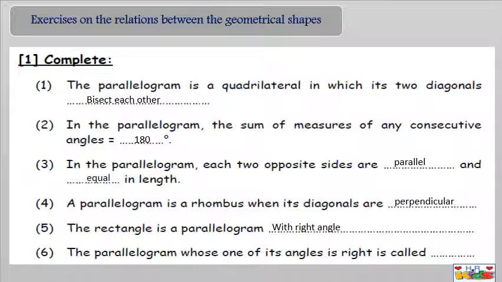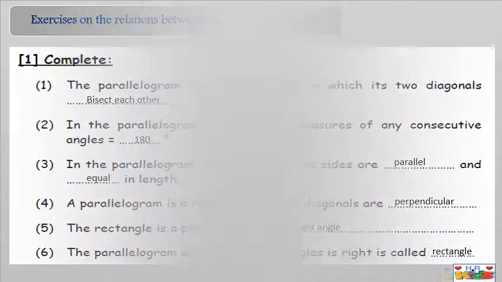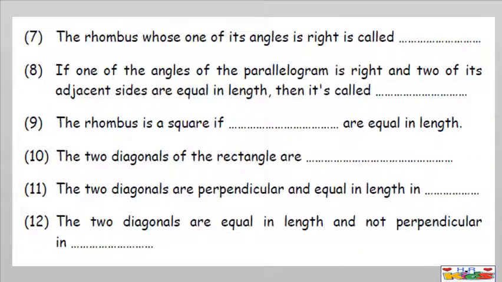برافو عليكم. Number 6. The parallelogram whose one of its angles is right is called. لو الباراليلوجرام عنده واحدة من الانجلز اللي عنده بقت right ساعتها هيكون اسمه ايه؟ اللي هيكون يا مستر is called rectangle. Number 7. The rhombus whose one of its angles is right is called. قال لي الرومبس اصلا ما عندوش right angle يا مستر. طب لو خلينا الانجلز بتاعته واحدة منهم right angle, so this shape is called. برافو عليكم square.